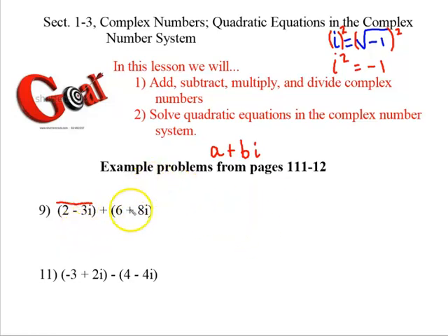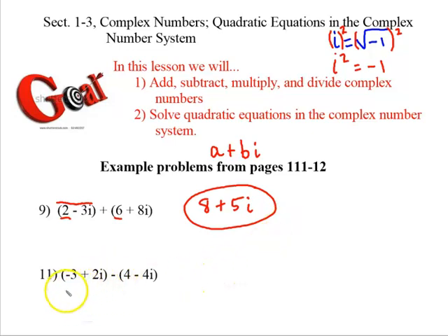So when we're doing operations with complex numbers, pretty simple really. We just add like terms or combine like terms. So the real number terms get added together, 2 and 6, and then the imaginary numbers will get added together, combined. So -3i plus 8i is plus 5i. And that's it. When it comes to adding two complex numbers, it's pretty simple. You just combine like terms.